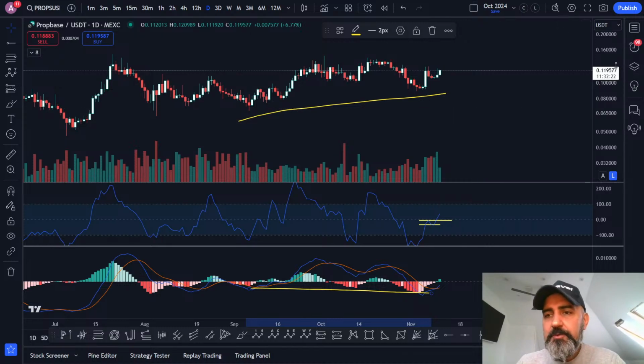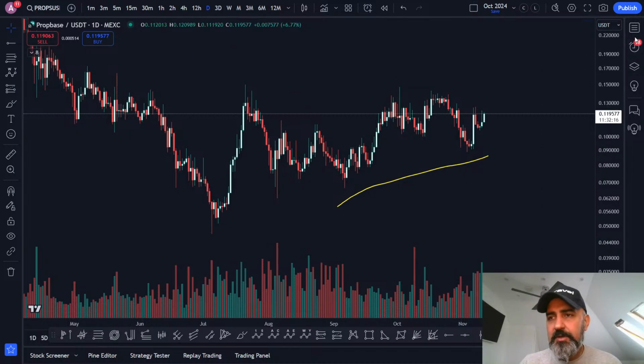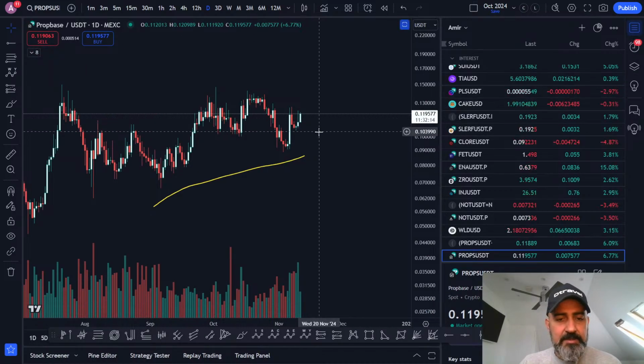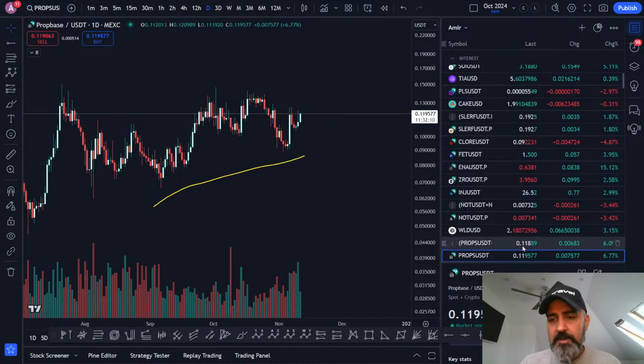Ether's just had a little bit of a pullback. All right, so that's Propbase. I think I'm kind of confident about Propbase. You could continue to accumulate. I'm not seeing impulse yet. This could be impulsive, but not sure.